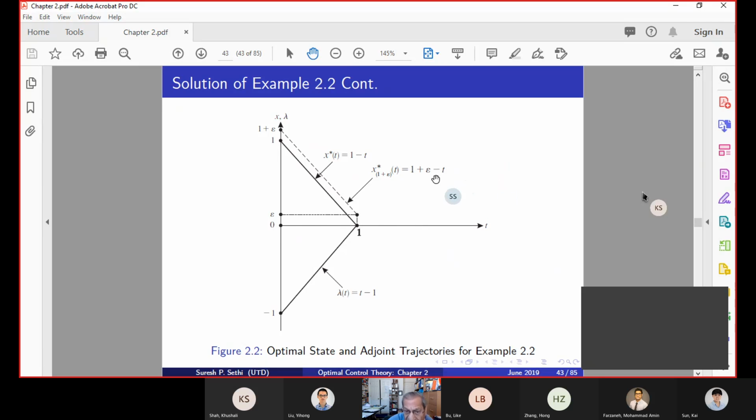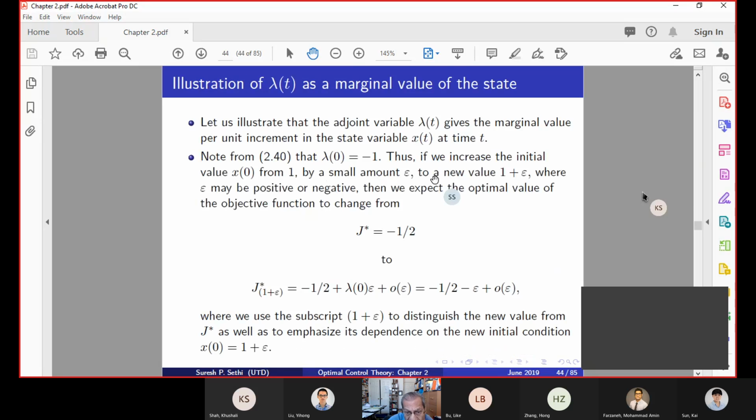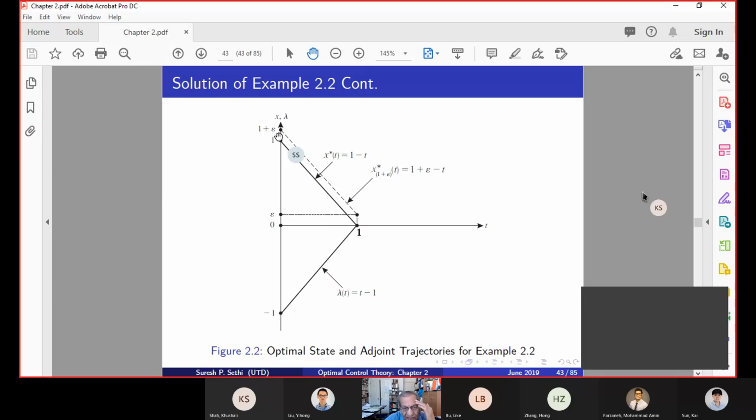Now, the second edition doesn't have these kinds of things, so I did a lot of things about interpreting these. So now I'm going to do one more thing. I'm going to start with a new value 1 plus epsilon. So I'm going to perturb the value 1 by 1 plus epsilon. If you look at it geometrically, you can see that the control in this case is going to be the same. We will see numerically later. We'll go to the equation later.